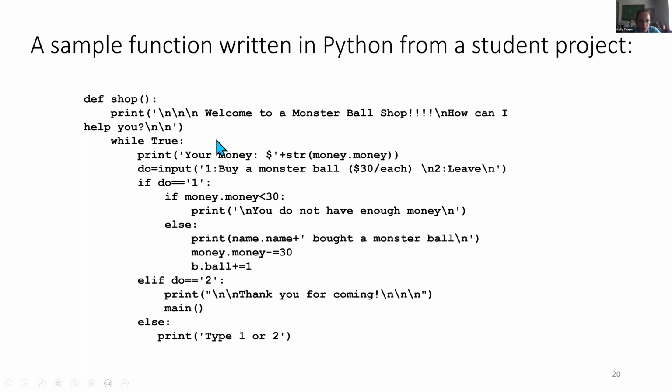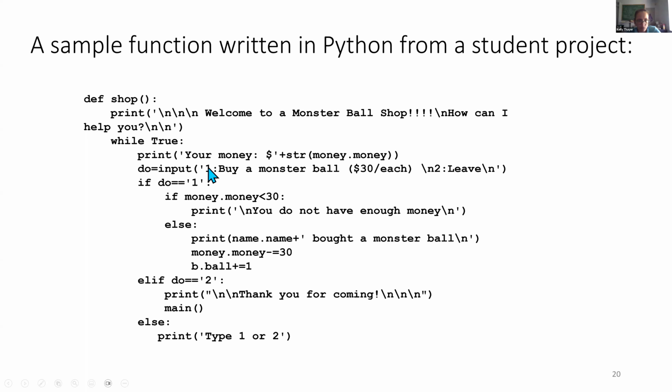Now we have this while true construct here. This is going to continue doing something until the user gives a response. So let's see what is going to be happening here. You'll see that we're going to be getting some input from the user to either buy a Monster Ball or leave the shop. So you see this will be stored in a variable called do.